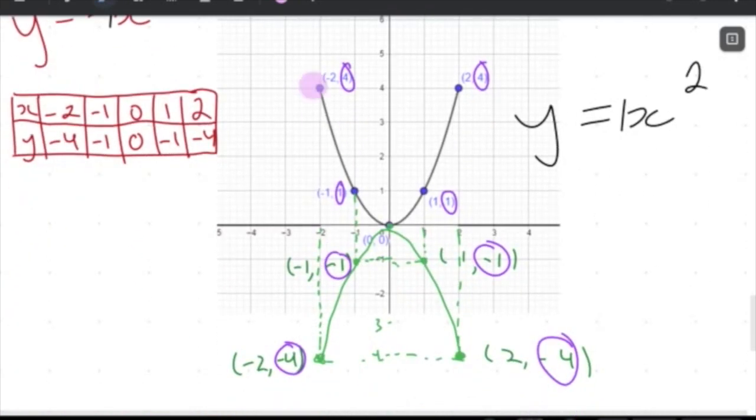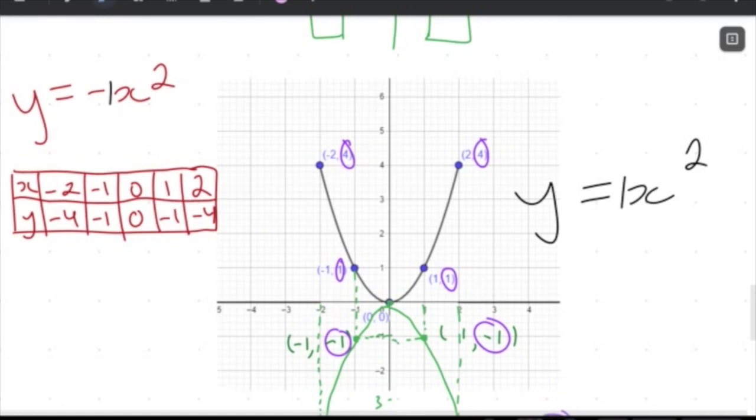My parabolas are the same thing. My transformed one is the same as my original, but flipped around. What tells me that it's flipped around is these relationships with the y coordinates. All of them remain the same, just with a different sign. 4, -4, 1, -1, so on and so forth. When I have a negative coefficient, I will always get what is called a reflection.